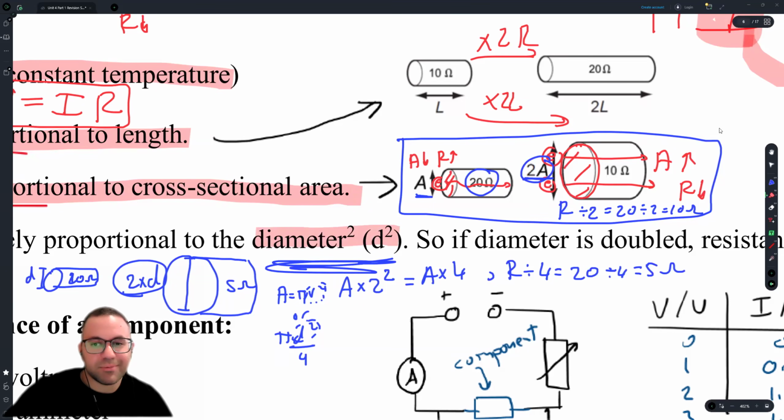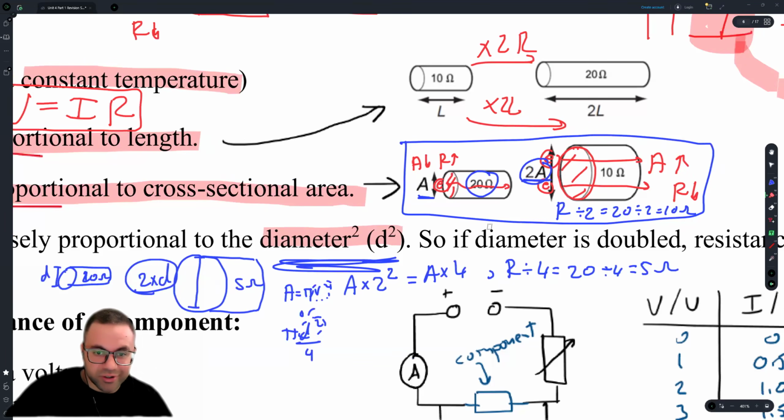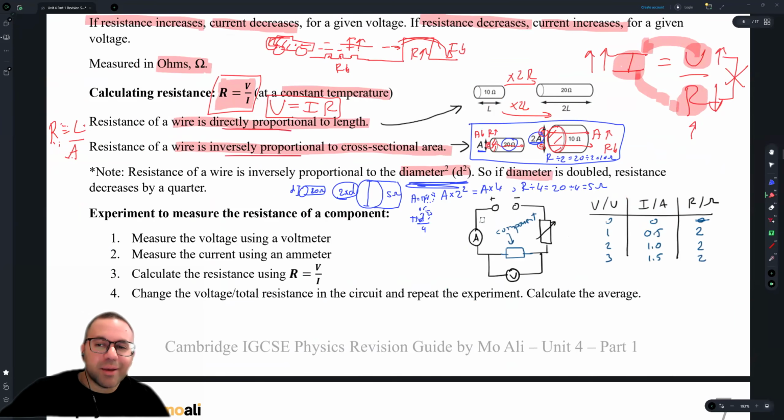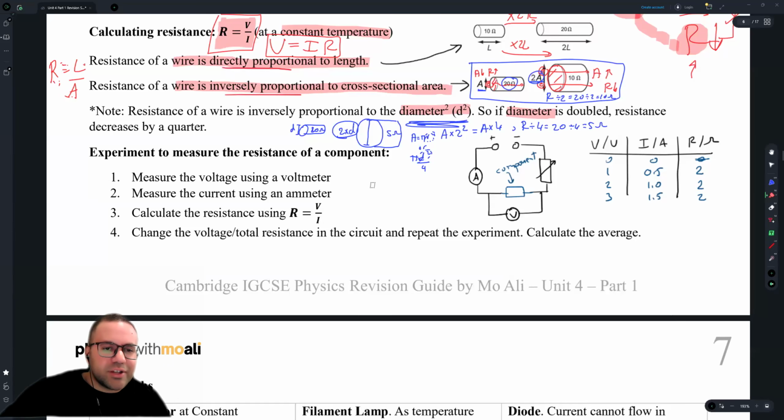When an examiner wants to make a question harder, if they just want to raise the difficulty a bit, they use the word diameter instead of area. Keep that in mind. Now, how do I find the resistance of any component?